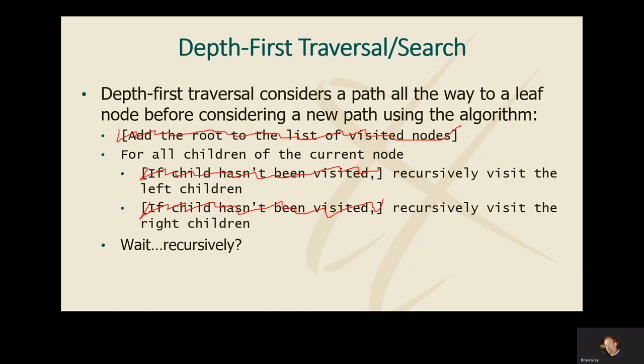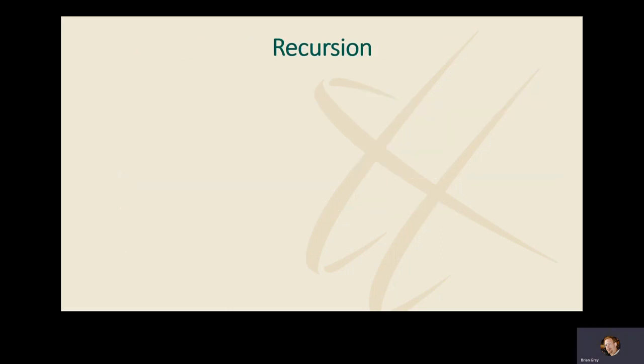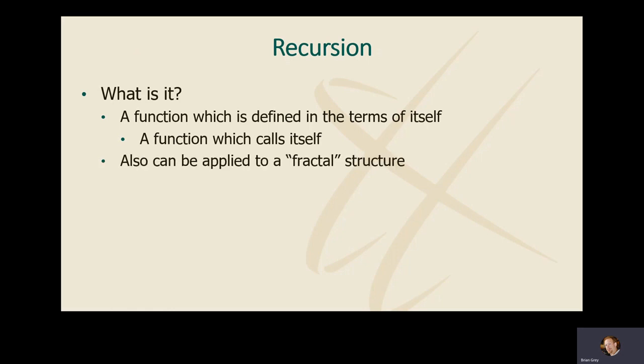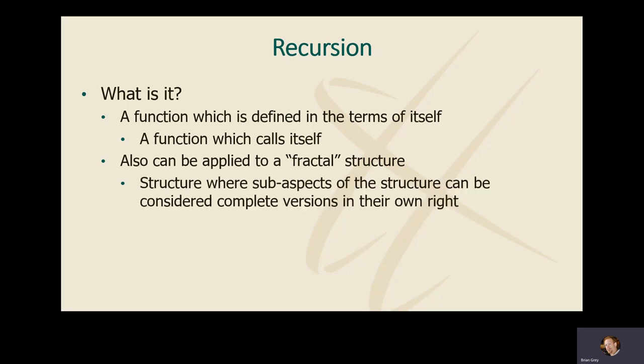Recursively, though? What's that mean? So let's talk recursion. What is recursion? Recursion is a function which is defined in terms of itself. This is the mathematical definition. Okay, it's a function that calls itself in our programming terminology, and it's really useful to be applied to a fractal data structure. Like I talked about earlier in class, this is not like an official term, but it is a good way to think about things, right? A data structure where sub-aspects of the structure can be considered complete versions in their own right.